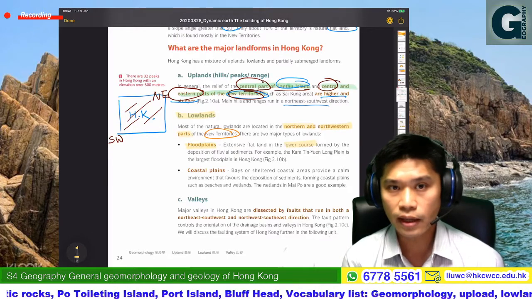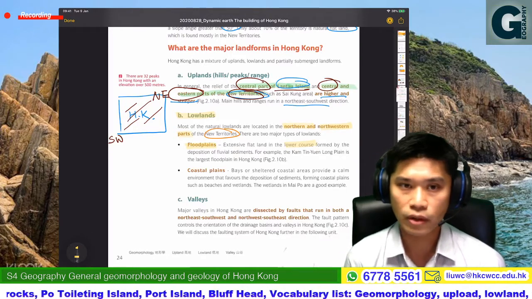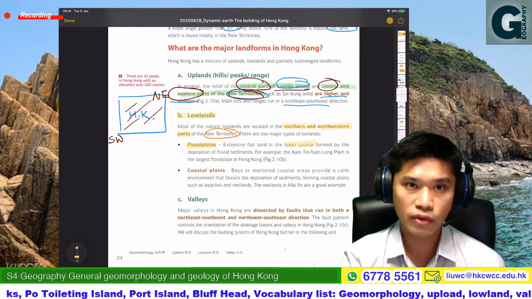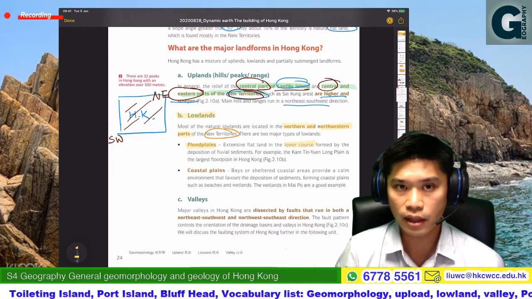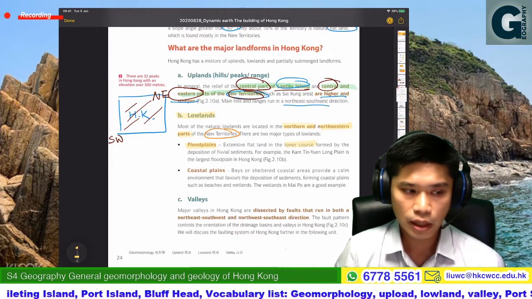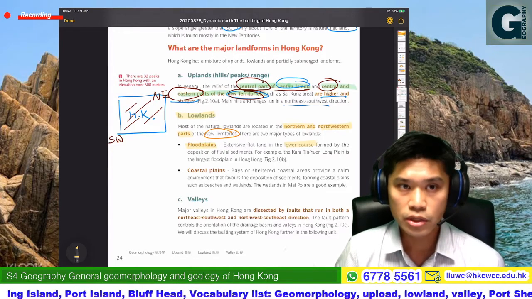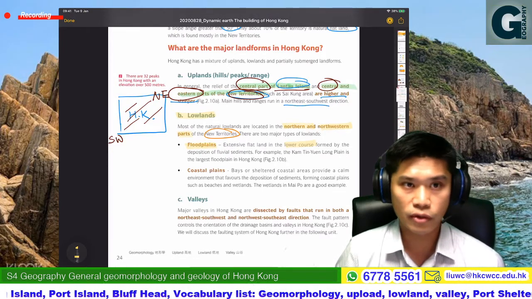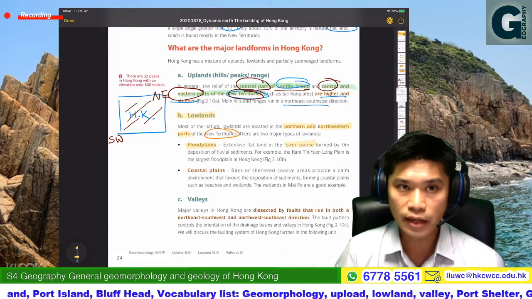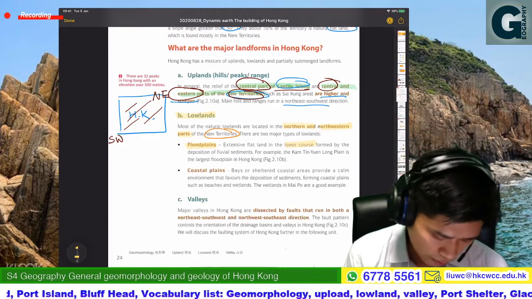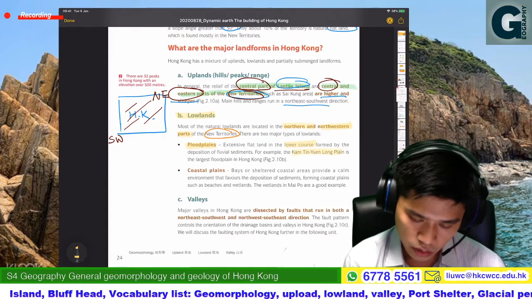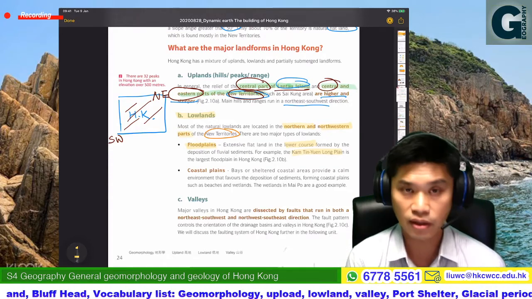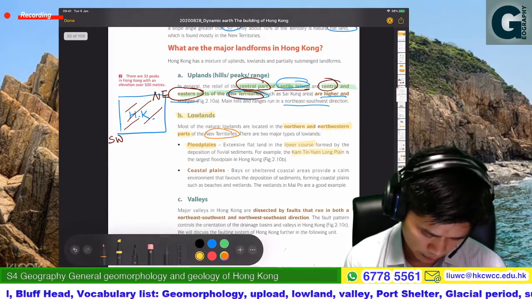For example, like in Yuen Long, the rivers we have mentioned before, like the Kam Tin River, and also Tin Shui Wai, that would be the lower course of the river. So all this area would be the floodplain. If you look at the example in your textbook, you can see Kam Tin Yuen Long Plain is the largest floodplain in Hong Kong.